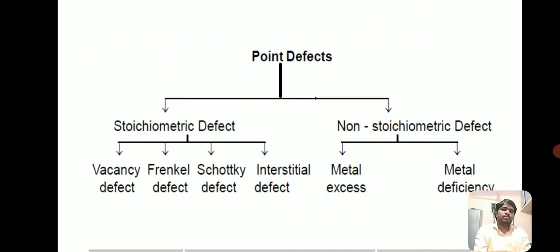And again, point defects are classified into two types: stoichiometric defects and non-stoichiometric defects. And again, stoichiometric defects are classified into four types, that is vacancy, Frenkel, Schottky defect and interstitial defect. And non-stoichiometric defects are classified into two types: one is metal excess and another is metal deficiency. Let us discuss these defects in detail one by one.